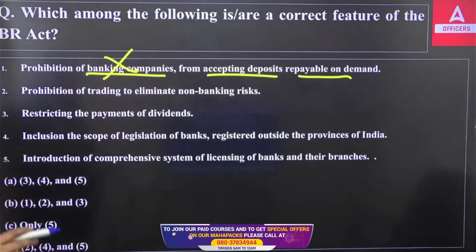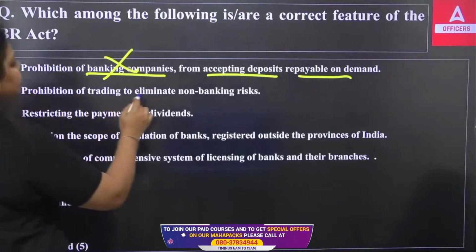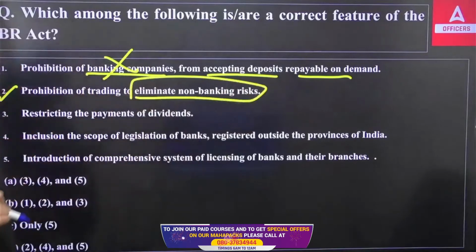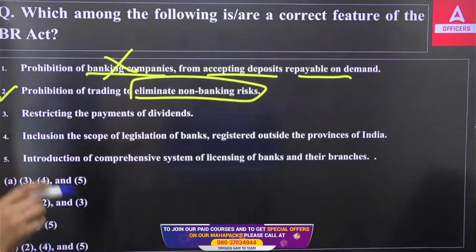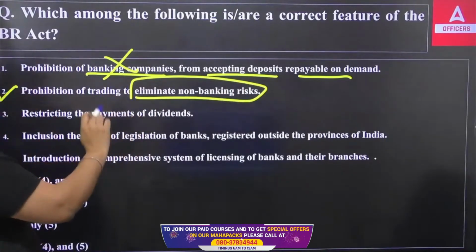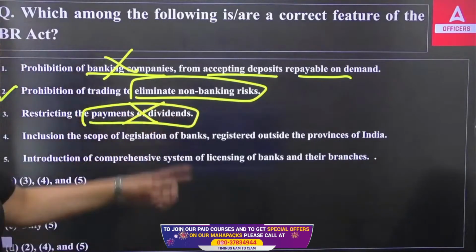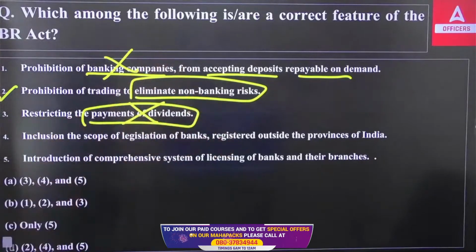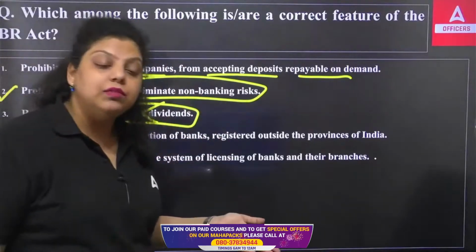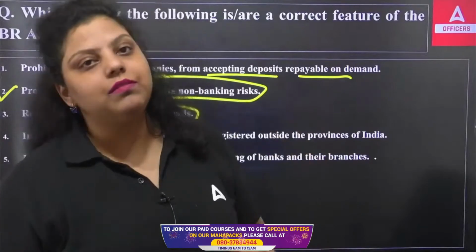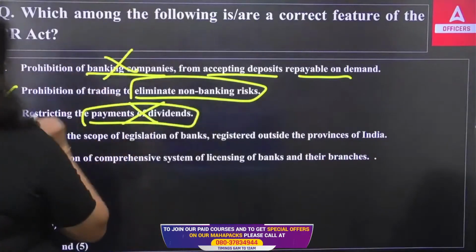Second is saying prohibition of trading to eliminate the non-banking risk. This is true. We have said that we have to eliminate the non-banking risk. Third is saying restricting the payments of dividend. How can you restrict the payment of dividend? If you have shareholders, you have to make the payment to them. If you are not making the dividend payment to the shareholders, they will not invest in your bank. So it cannot be right.